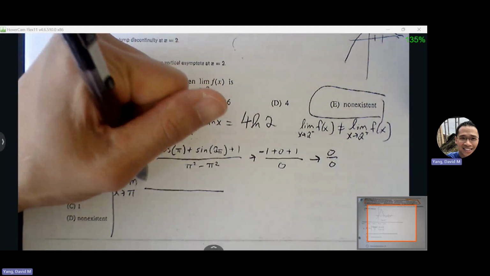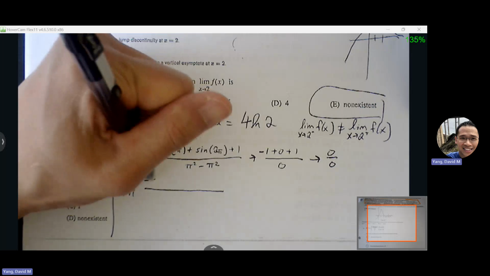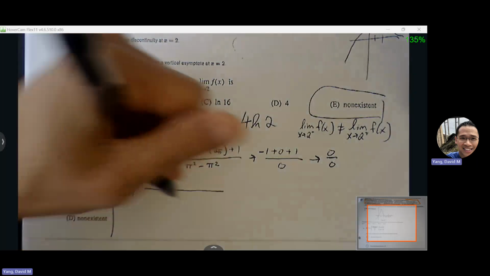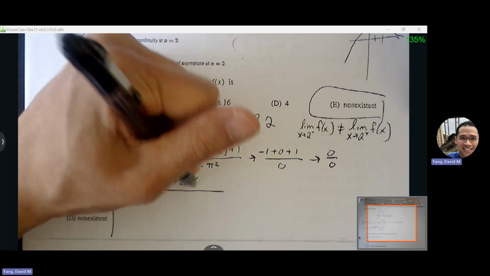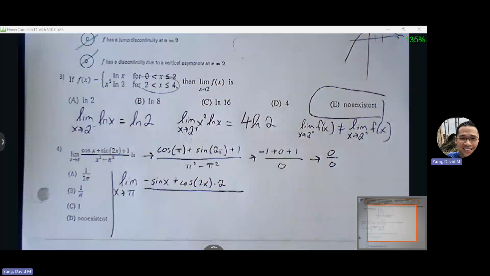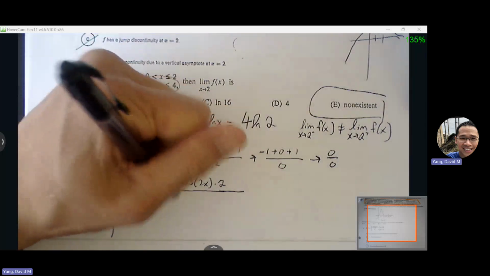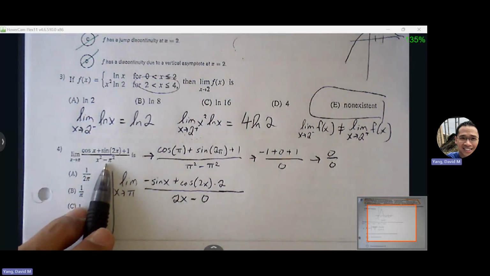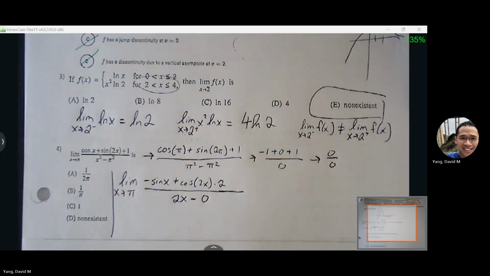Cosine of x, its derivative is negative sine of x. Sine of u's derivative is cosine of u times u prime. The 1 goes to 0. X squared becomes 2x. And then pi squared. Remember, this doesn't go to 2 pi, right? This goes to 0 because that's a constant. So now that you have the derivative version of your expression, reevaluate your limit, and hopefully this will get us down to a real number.